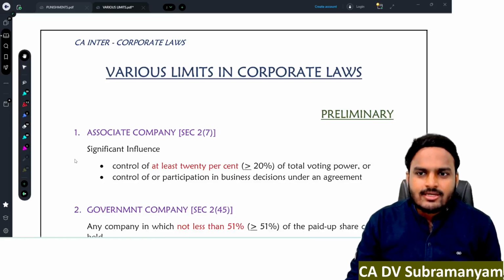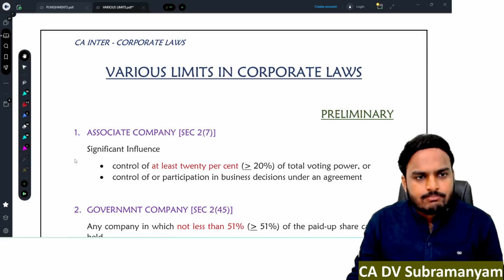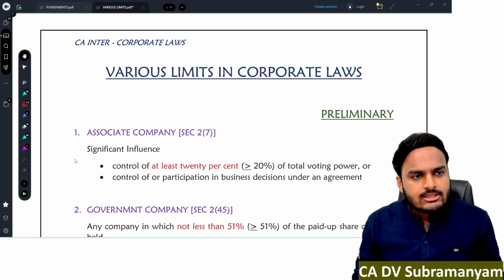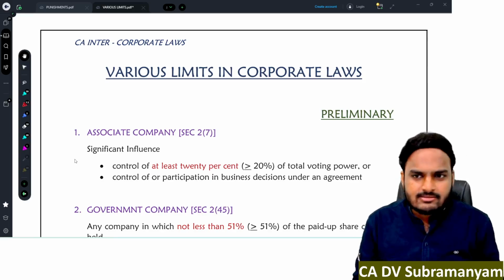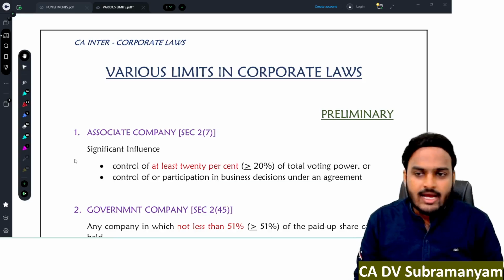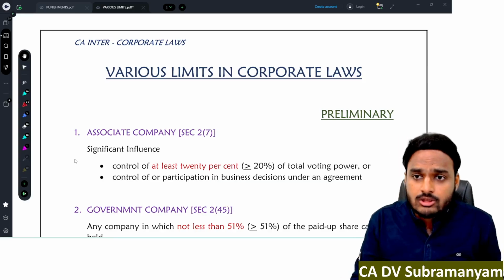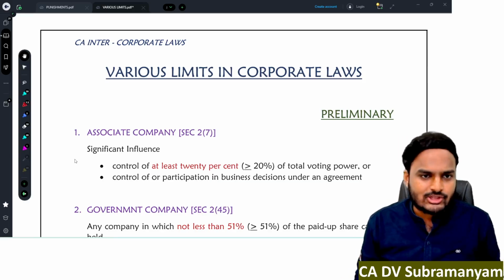Hello students, in this lecture I am revising various limits in corporate laws. At CA Inter level we have 12 chapters in corporate laws, 11 from the Companies Act and 1 is the LLP Act. In all these 12 chapters you will find various limits, time limits, amount limits. I compiled all those limits into a single document. Now I am revising all those limits in this video lecture.